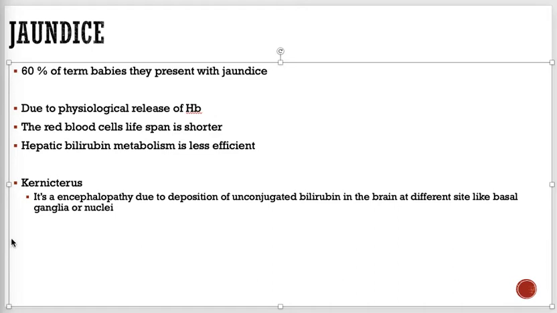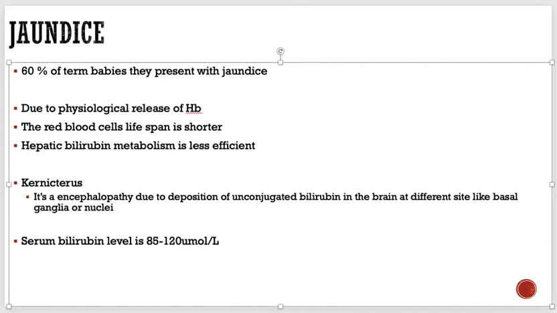So what are the important things, guys? A few points to remember before starting: jaundice becomes clinically visible when the serum bilirubin level is between 85 to 120 micromole per liter. Okay, so jaundice is visible when the serum bilirubin level reaches this level.